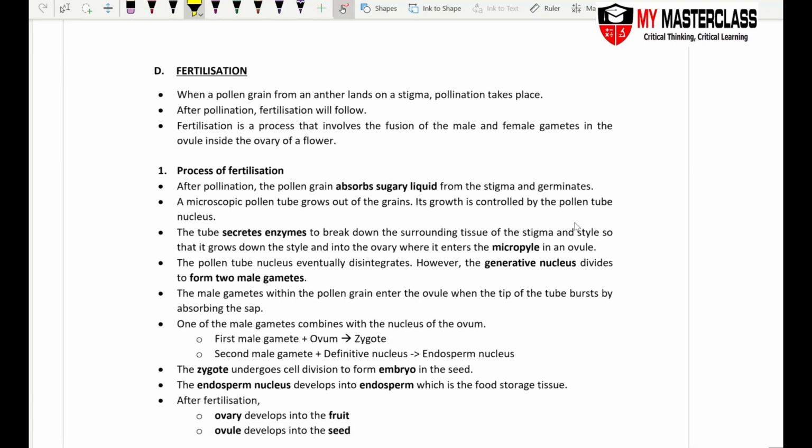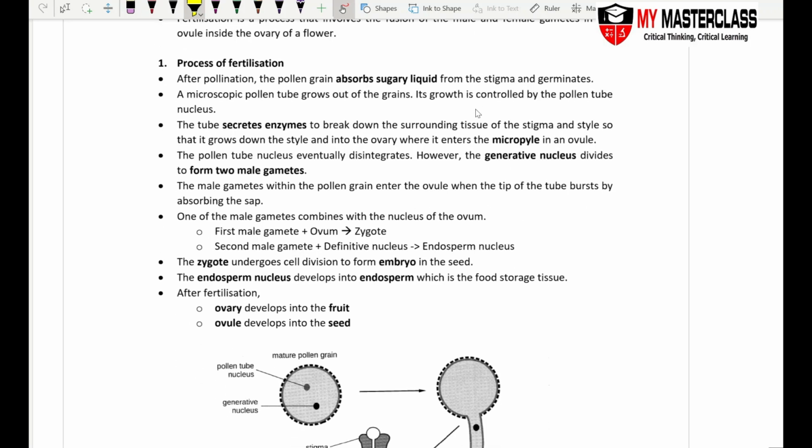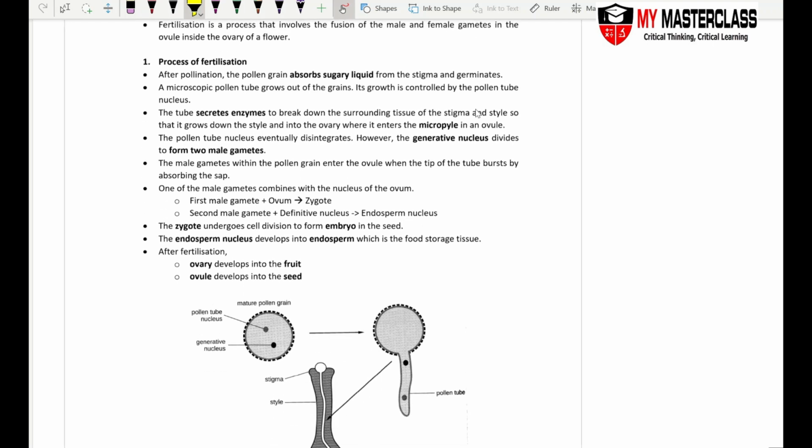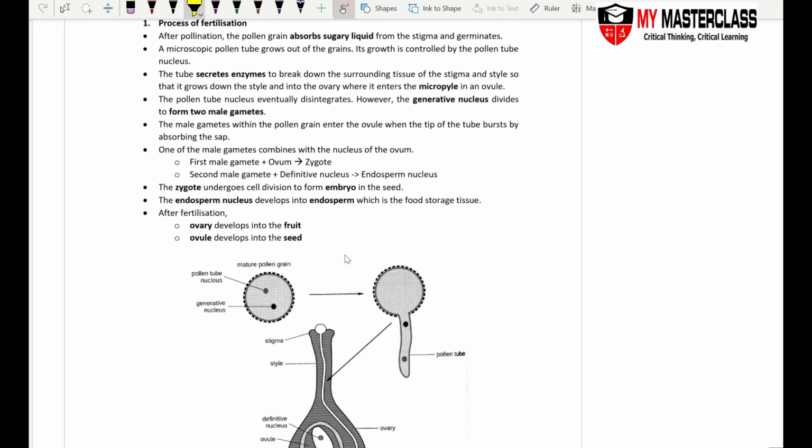Okay, last but not least, we will take a look at the fertilization part. So once there is a pollen grain that lands onto the stigma, pollination will then take place. So during the process of pollination, that's when you got fertilization. So when we look at the two components over here, okay, so you have got the mature pollen grain. So just now we mentioned that inside the pollen, I have got two types of nucleus, the pollen tube nucleus and the generative nucleus.